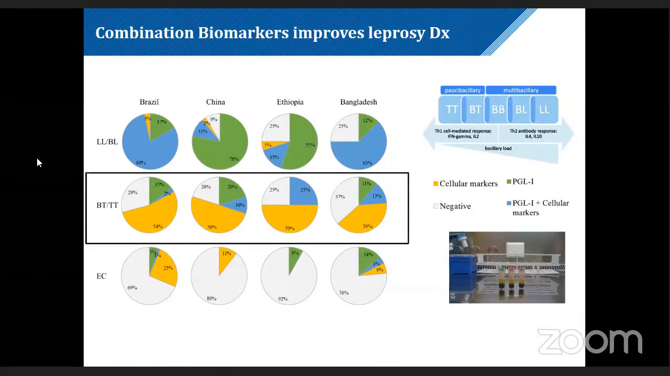What you can see here is that for the BT/TT, the yellow part, so that's the cellular markers, they identify most of the patients in this group. Whereas for the LL/BL, which is the upper part, mostly PGL1 and sometimes plus some cellular markers are positive. So this indicates the good added value of using, in addition to the antibodies, also the cellular mediated immune response biomarkers, because then you can cover more of the biomarker spectrum. What I need to say here is that the markers that we used were derived from an overnight whole blood assay, similar to the QuantiFERON TB assay, which is also overnight incubated blood.